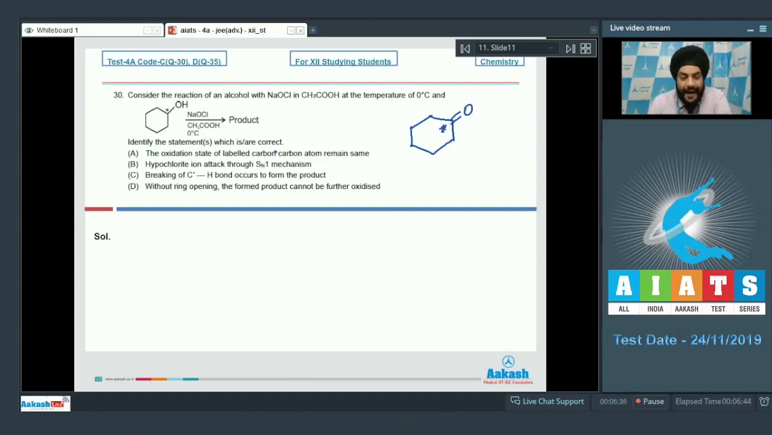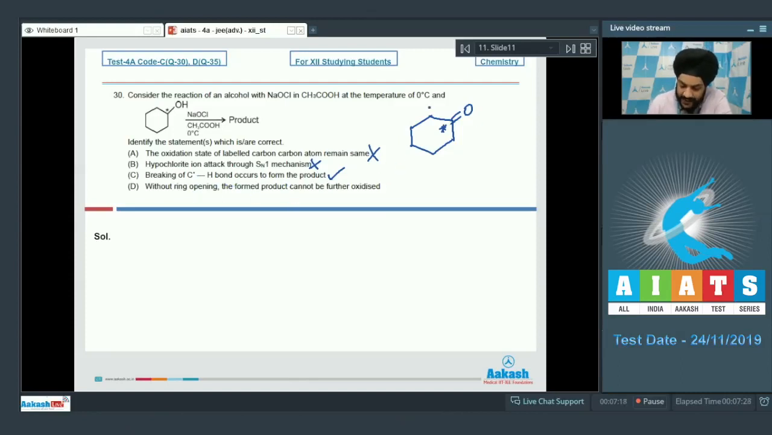So we have to identify the correct statements out of the given ones. Option A says that the oxidation state of the labeled carbon atom remains same. This is not correct, students. The oxidation state of the labeled carbon atom is not same. If we talk about option B now, hypochlorite ion attacks through SN1 mechanism, so this is also not correct, students. If we talk about the third option now, students, the carbon cannot get oxidized without the breaking of the C-H bond, or the C star-H bond, to be more precise. If we talk about option D now, without ring opening, the formed product cannot be further oxidized.